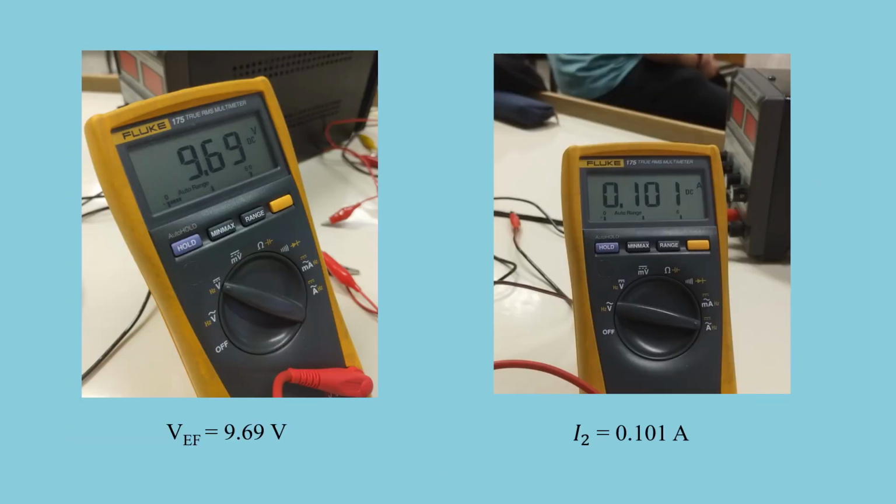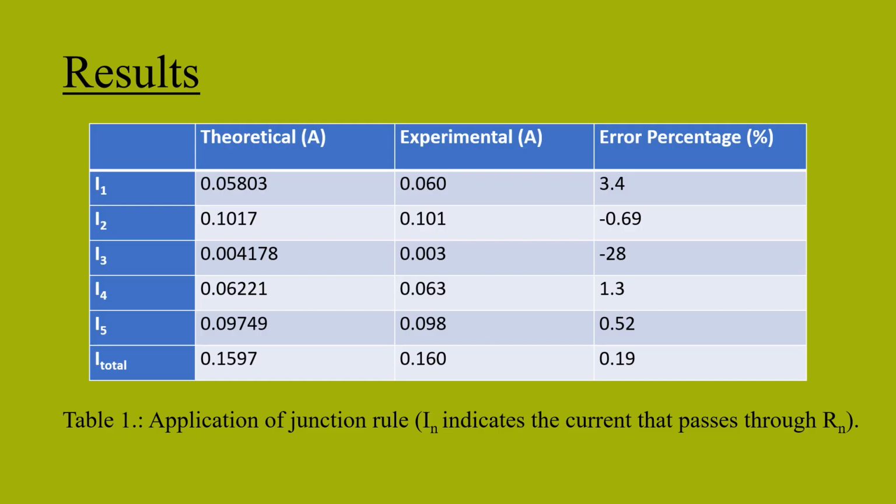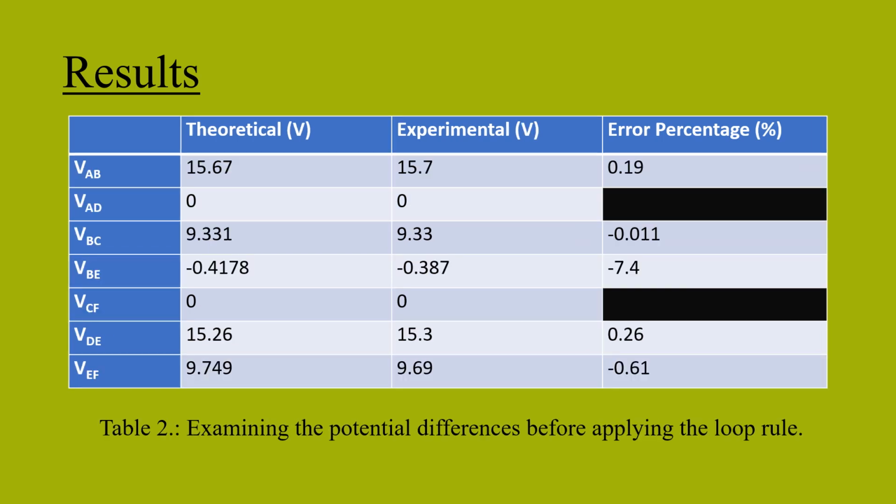So these are more of the measurements I did. The first one was for the potential difference between point E and point F, and the second one was for the value I2. So here are the results for the first part, application of junction rule. And here is the potential differences table. I will be using these experimental data to apply loop rule.